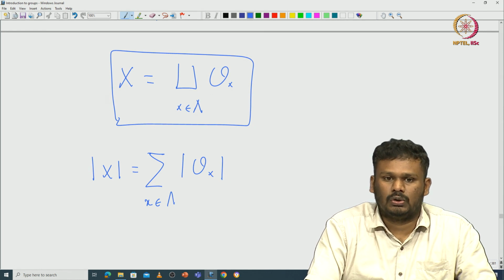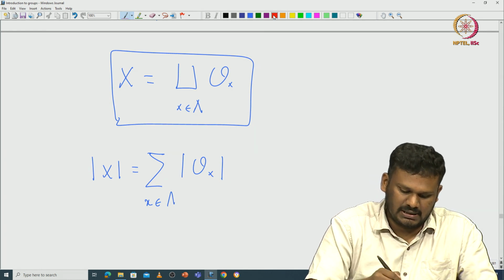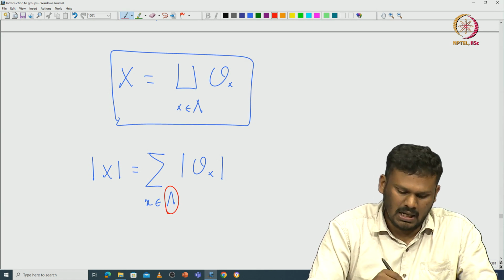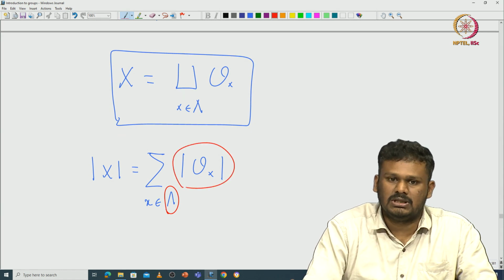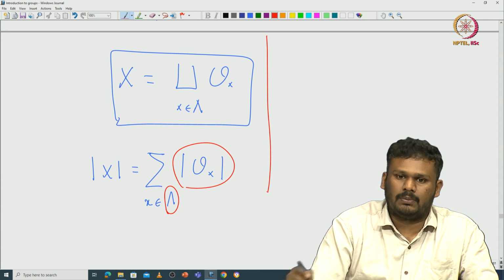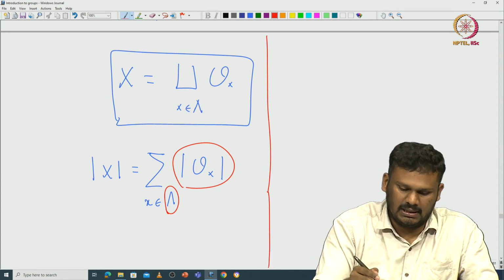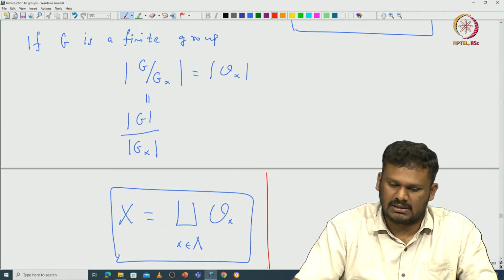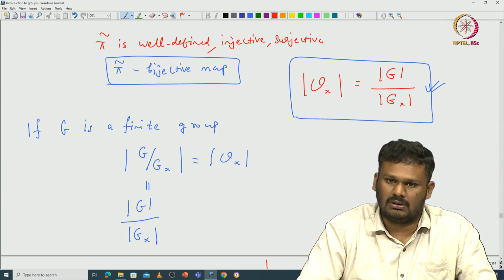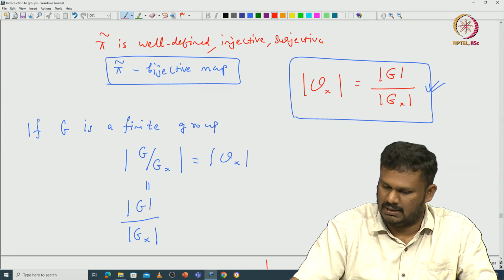So, we need to know two pieces of information. What is this capital Lambda, the indexing set of the set of all orbits, and the elements of each orbit. Then the cardinality of X will be exactly equal to the sum of the cardinalities of these orbits. Now, using the orbit stabilizer theorem, you can see that the cardinality of O_x is given by the cardinality of G divided by the cardinality of G_x, assuming that G is finite.